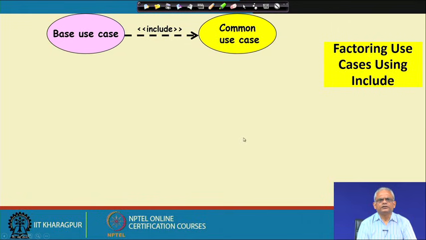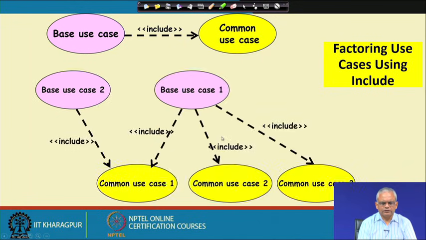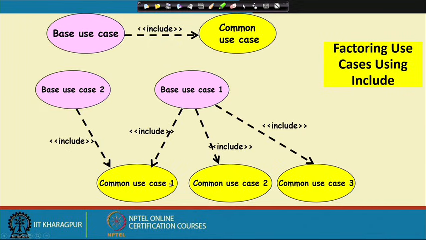The second way to decompose a use case is by using the include relation. Here the base use case includes some use case which is common across different functions, different use cases. So, this is the representation, a dotted arrow, and we write the stereotype here, include. For example, let us say between two use cases, we have this common use case 1 that is used across these two use cases.